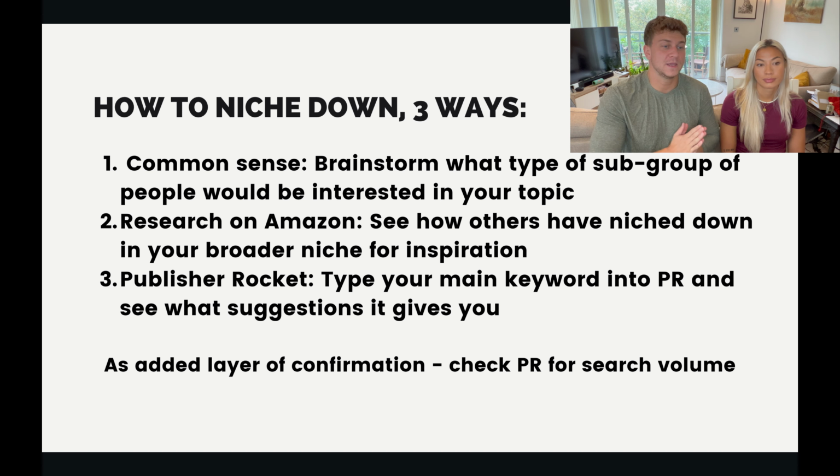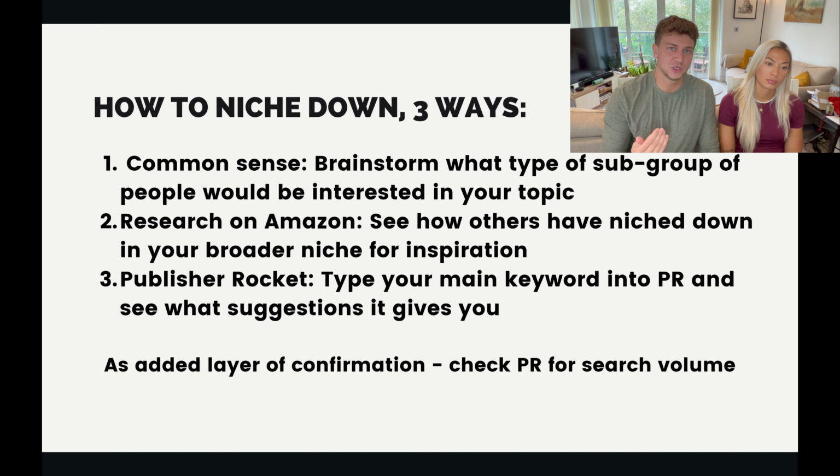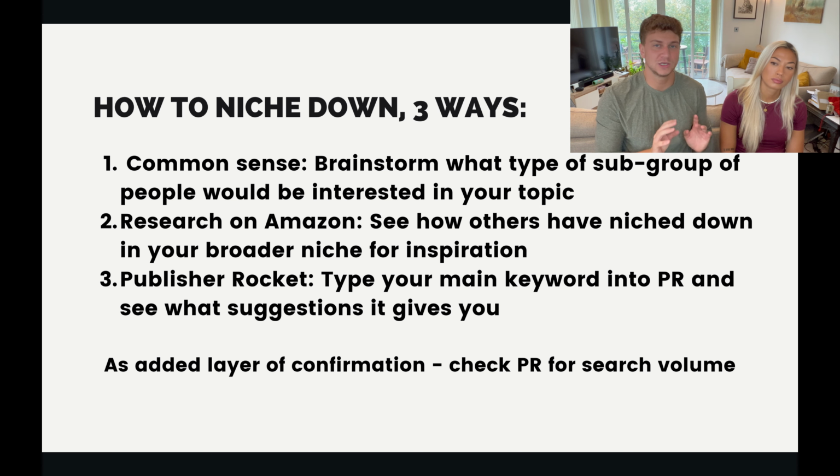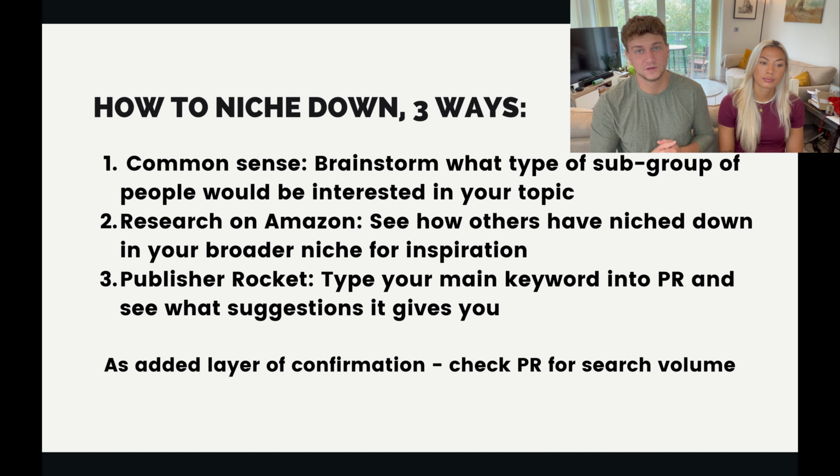Number two is you can research on Amazon. To be honest with you, you would actually use both of these in combination with each other sometimes, but you can also go onto Amazon and type in the overarching main niche. For example, if we use the meditation niche, we can type in meditation to Amazon and see how other competitors have actually niched down, and get some ideas for ourselves as to how we could possibly niche down in that niche. And then finally is Publisher Rocket.